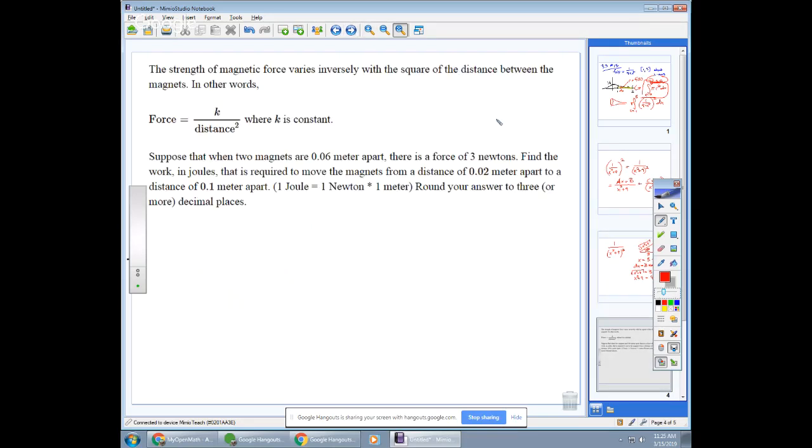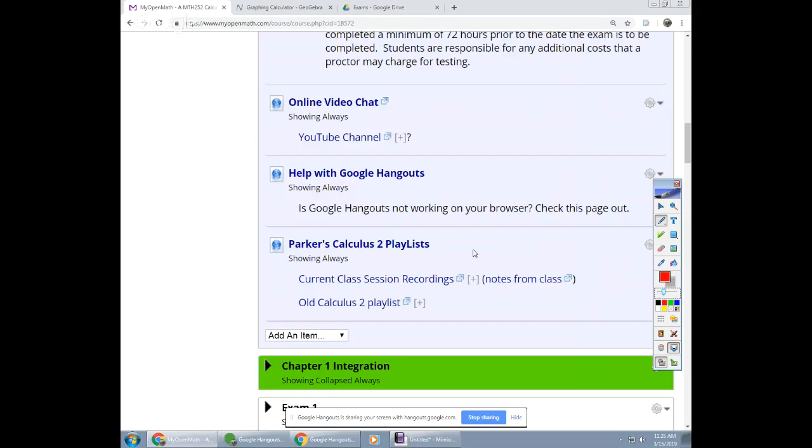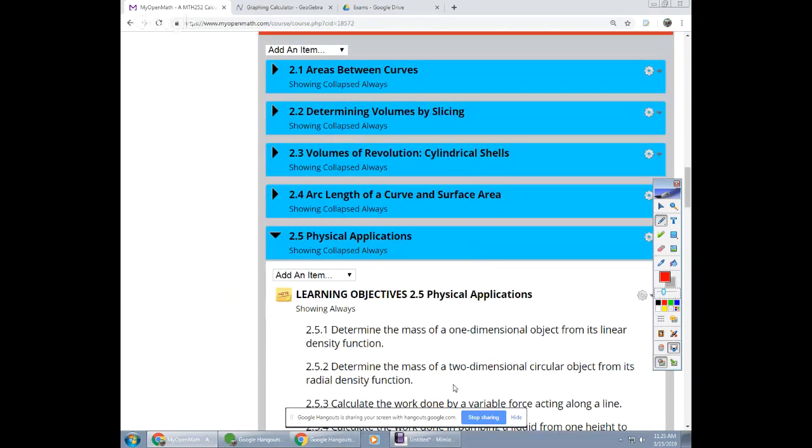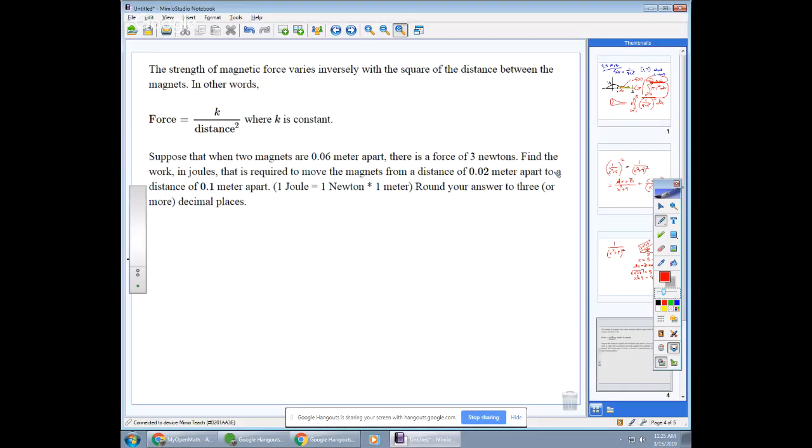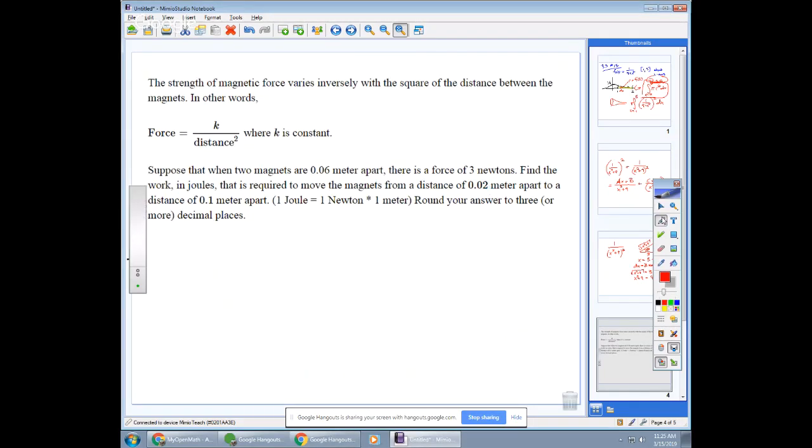All right, next problem. This was number 25 from homework, was it 2.6? Let's see, where did that come from? Homework 2.5. Number 25.